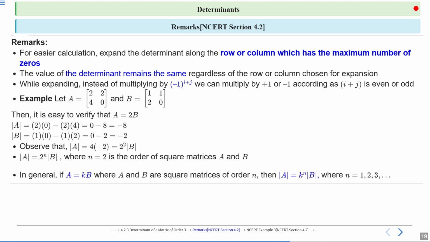Okay. So in general, if a matrix A is equal to K times a matrix B, where A and B are square matrices of order n, then determinant of A is equal to K to the power n, where n is the order of A and B, into determinant of B. Okay, so if there is a relation between matrices A and B, that is A is equal to KB, and if we know the determinant of B, then we can calculate determinant of A by using this formula, that is determinant of A is equal to K to the power n into determinant of B.